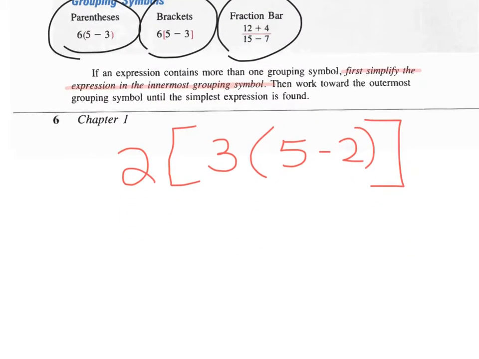So a parentheses, they're curved. Brackets have squared sides. Okay, that's the difference. And then just the fraction bar. So whenever you've got a fraction, you're going to simplify the numerator, simplify the denominator, and then if possible, simplify the fraction if necessary. Good so far? Yes. All right.